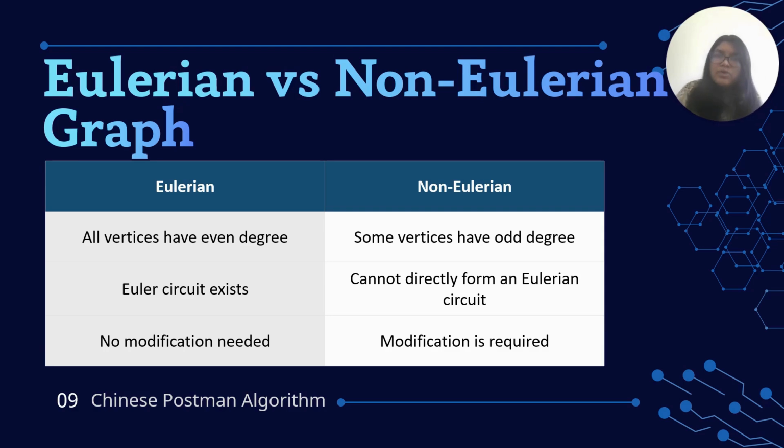Here is the golden rule of graph theory. A graph is Eulerian if and only if every single vertex has an even degree. If all vertices are even, we have an Eulerian circuit and the postman's job is easy. However, if the graph has any vertices with an odd degree, it is non-Eulerian. You cannot draw a circuit without repeating edges. Real world road networks almost always have odd vertices, which is why we need this algorithm to fix the problem.